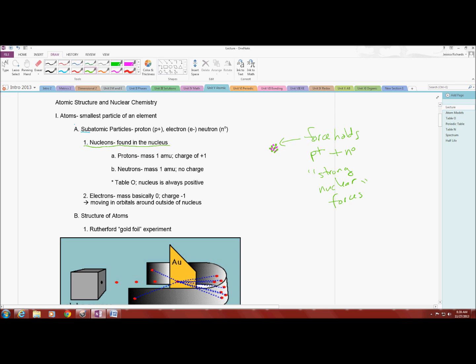Why does it take so much energy to hold them together? Well, what do we know about like charges? Like charges repel. You're trying to put a whole bunch of positive protons stuck together in the middle of your nucleus, and it's going to take some strong forces to hold them together.